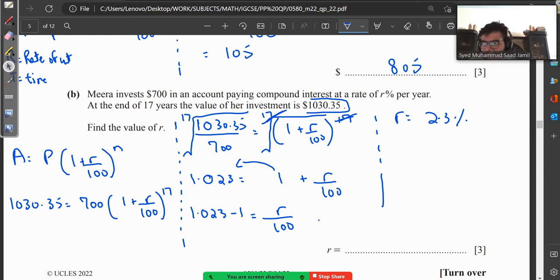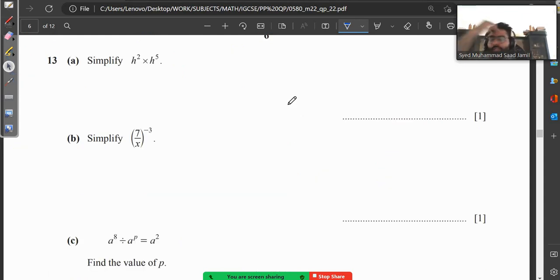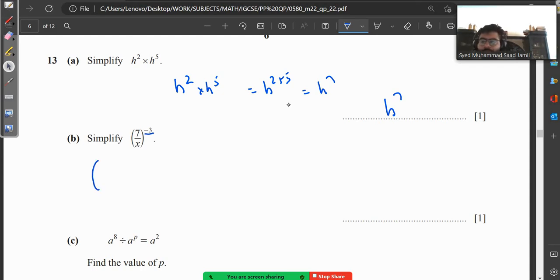Okay. Moving on to question 13, this is indices, or some may call it indices. Whenever you have a multiply sign, you add the powers. H2 multiplied by H5 basically means H2 plus 5, which is H7. Whenever you have a negative power, you reciprocate. So this means x will come up, 7 will go down, raised to power cube. The negative sign will be removed once we reciprocate it. X cube upon 7 cube.